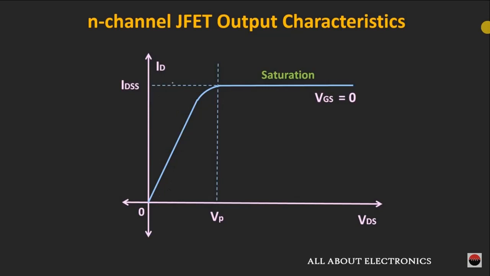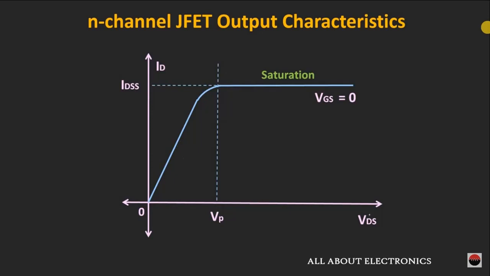So this curve of ID versus VDS is known as the output characteristic of this JFET, or sometimes it is also known as the drain curves for the JFET. As you can see, for low voltages, this curve is almost a straight line, meaning that for low voltages, the resistance of the channel remains constant.